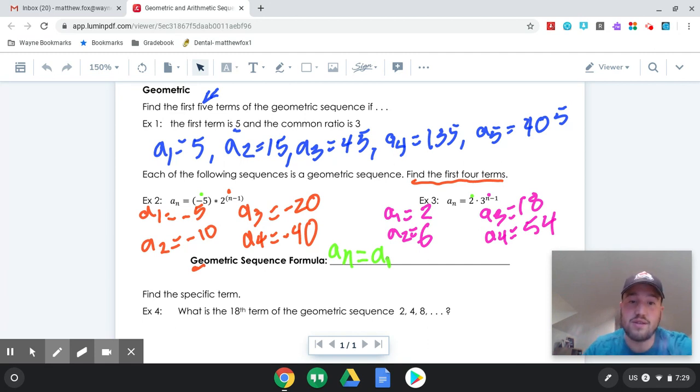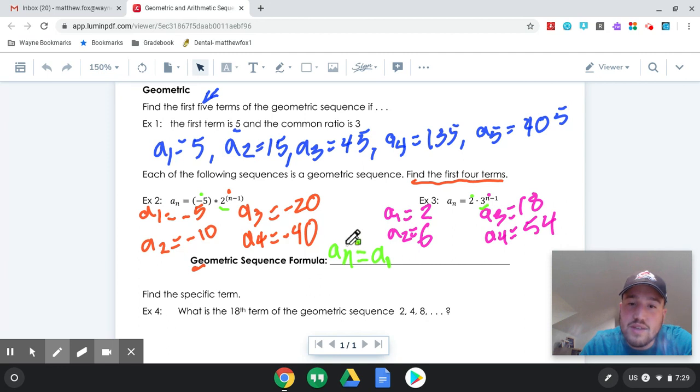Now, the other thing that's important to us is, what's our common ratio? What am I multiplying by? In this case, -5 to -10 to -20 to -40. Hopefully you can recognize that's 2. Right here is where our 2 is. And on this next one, 2 times 3 gives us 6, times 3 is 18, times 3 is 54. And that 3 is right here.